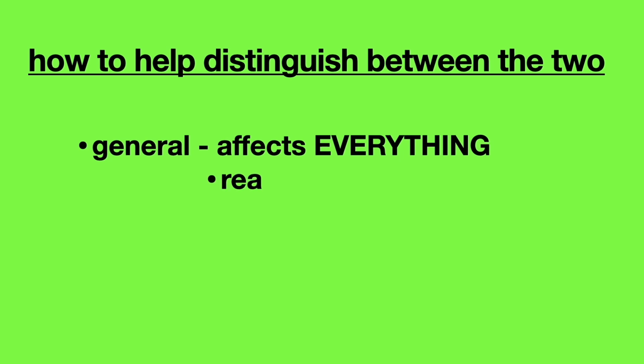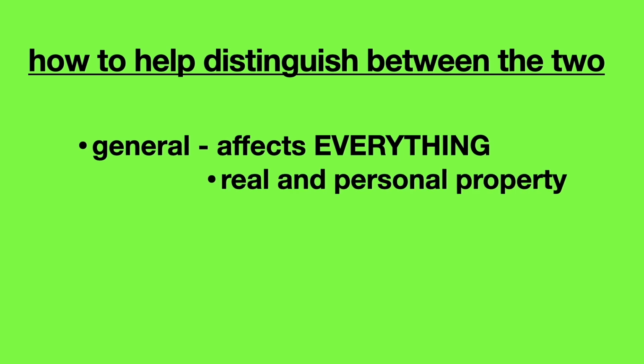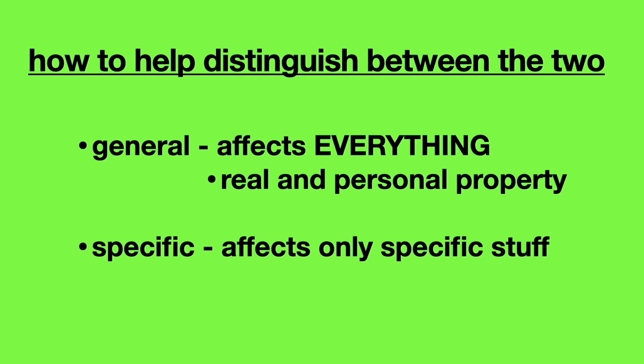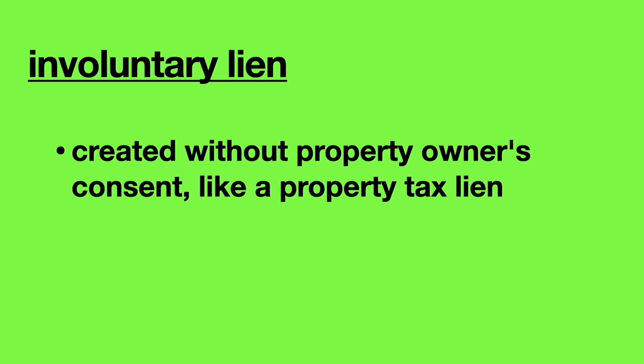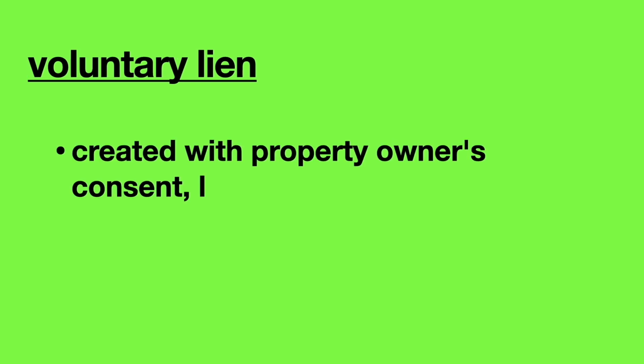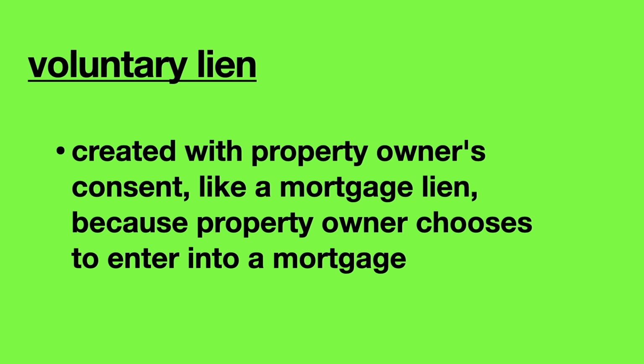It affects real and personal. It affects the whole dang deal. Everything. Specific only affects specific. Another way to classify liens is as involuntary or voluntary. An involuntary lien is one created without the property owner's consent, like a property tax lien. A mortgage lien, because the property owner chose to enter into a mortgage, is voluntary.